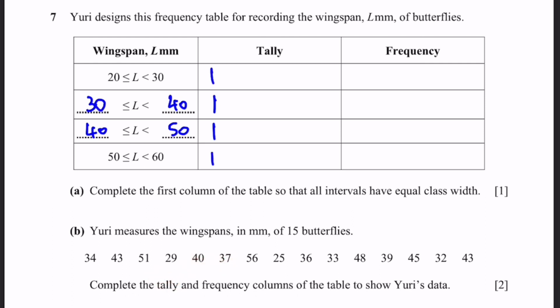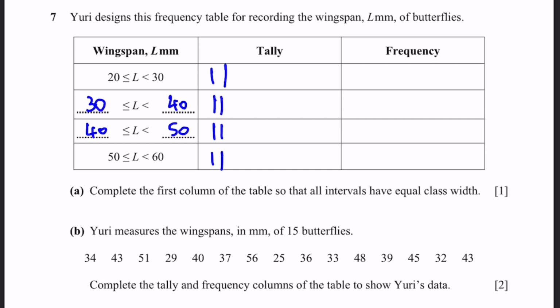40, now we have to be careful. There are two 40s here. But this one is less than, which means it cannot be equal to 40. But over here is less than or equal to symbol, which means it can be equal to 40, and therefore it comes in the third group. Now 37, second group. 56, fourth group.